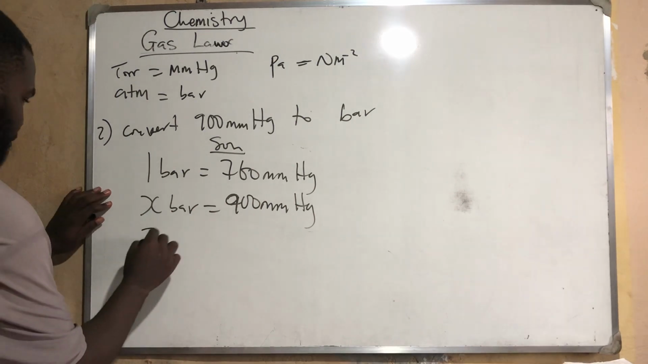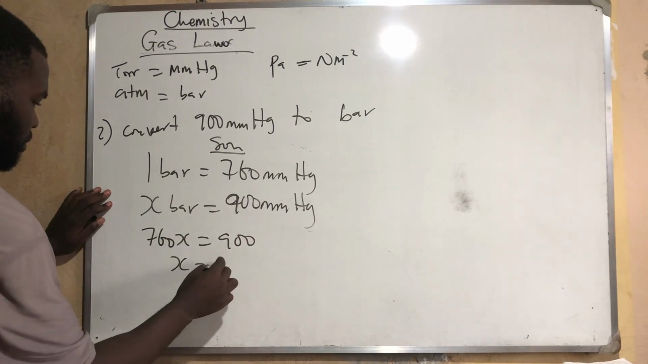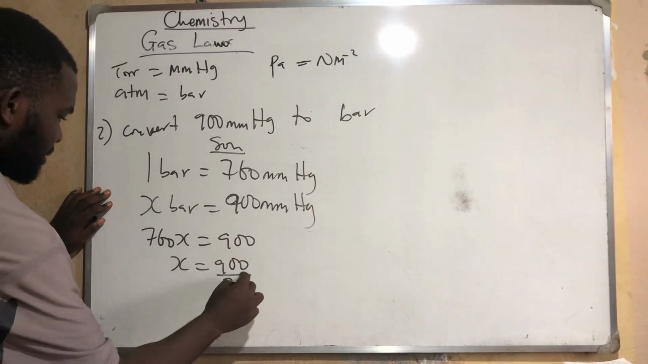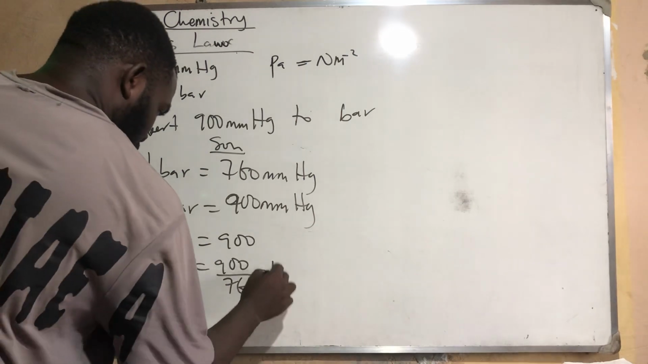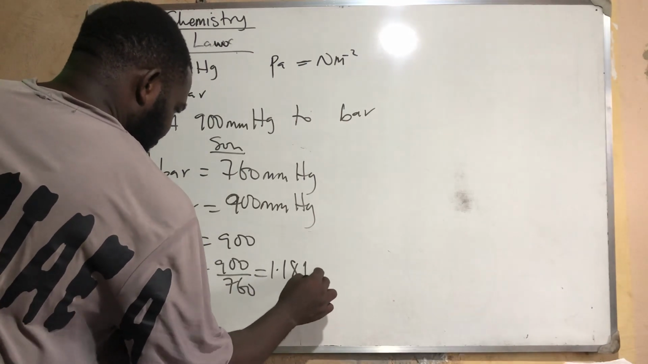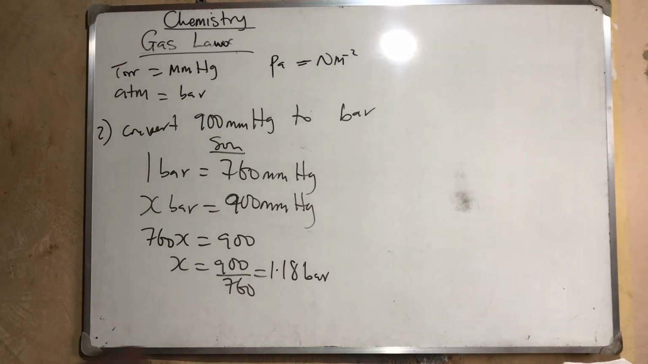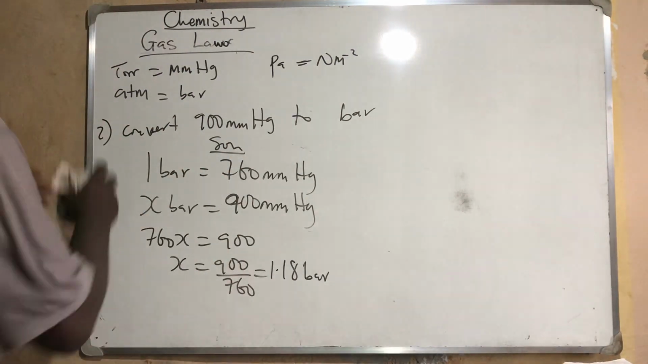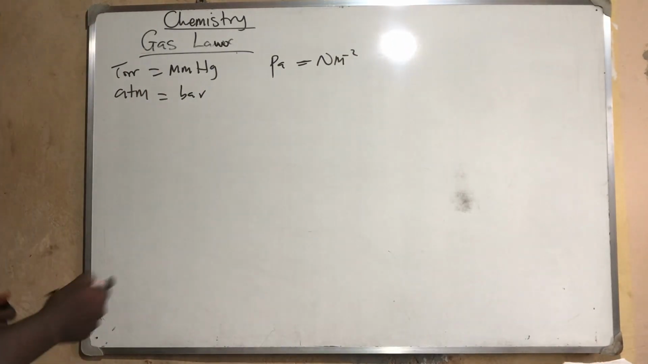If I cross multiply, I will have that 760x is equal to 900. So therefore, x is 900 divided by 760, which is 1.18 bar or ATM. So bar is the same thing as ATM. Please note that.